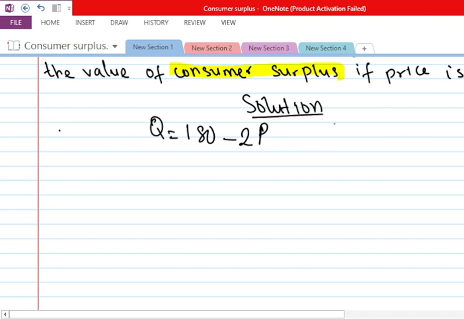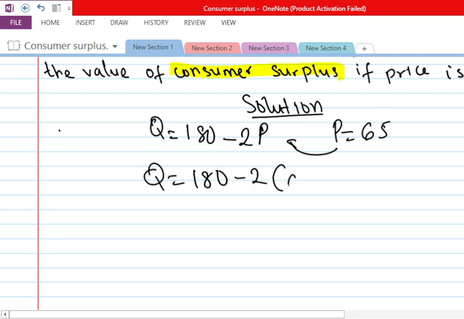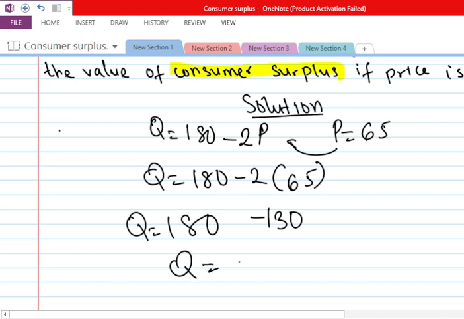So first thing first, we have the price as 65. We need to input this price into this function. So minus 2 times 65 gives us minus 130. So our Q will be equal to 180 minus 130. So our Q is now equal to 50.